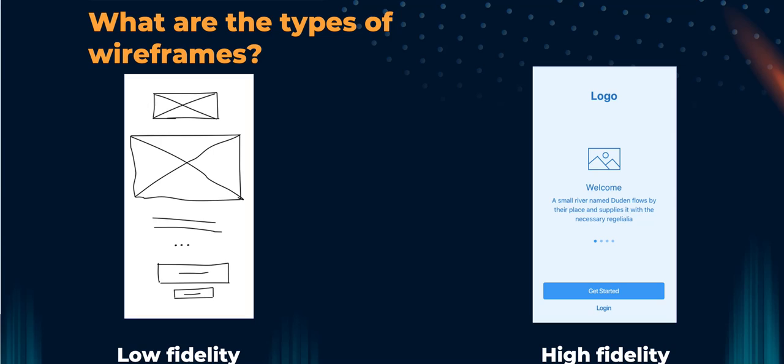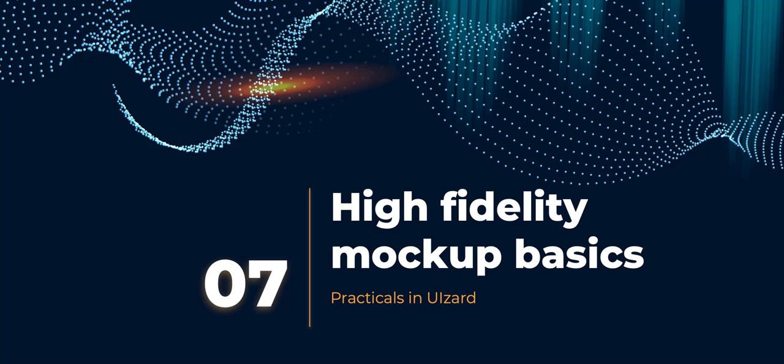What are the types of wireframes? We have low fidelity wireframes, like the prototypes, and high fidelity wireframes. As you can see here on my left, there's a low fidelity wireframe which has very limited detail, and then there's a high fidelity wireframe which has a bit more detail compared to the low fidelity wireframe.